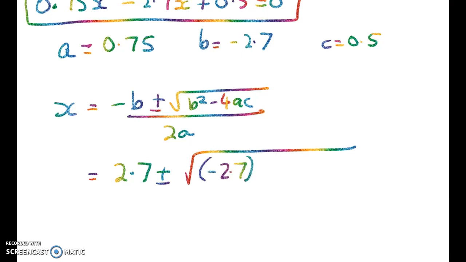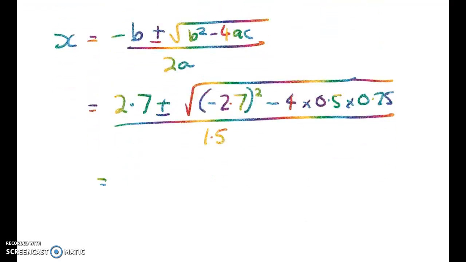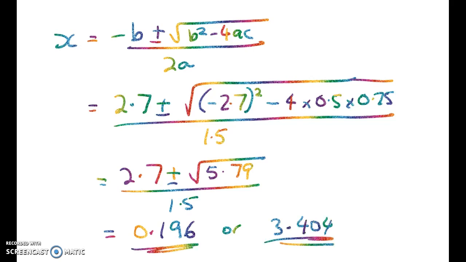So now we're substituting in, we've got this minus 4 times 0.5 times 0.75, and we're going to divide that by 2a, which is 1.5. So when you work all of those bits out, this is what we get. We get 2.7 plus or minus the square root of 5.79 over 1.5, and that gives me two numbers. I either get 0.196 or 3.404.